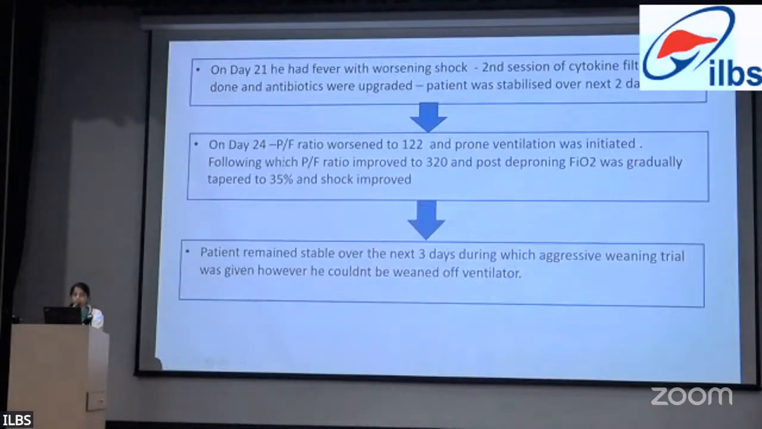On day 24, PF ratios further worsened to 122 and prone ventilation was initiated. Following which, the PF ratios improved to 320. And post-proning, FiO2 was gradually tapered to 35% and shock also improved. Patient remained stable again over the next 3 days, during which an aggressive weaning trial was given. However, he could not be weaned off the ventilator.